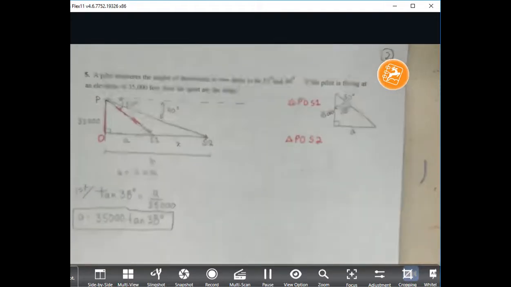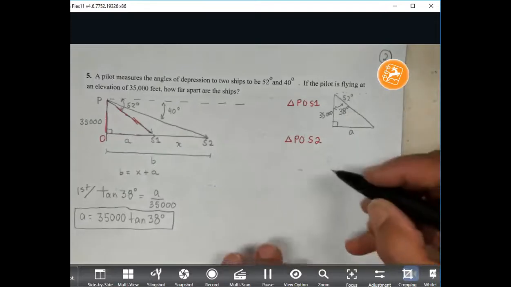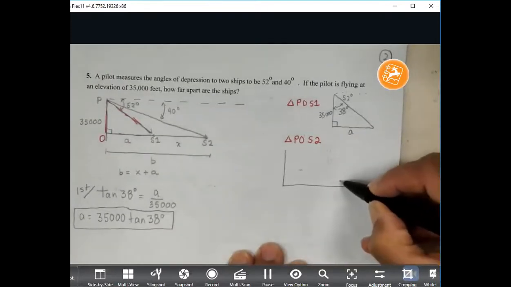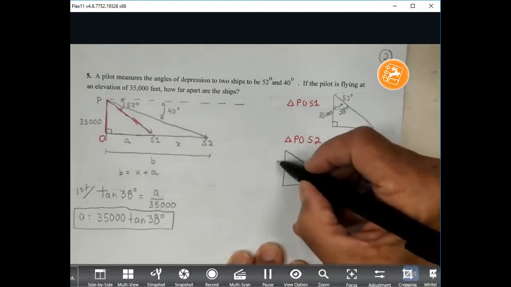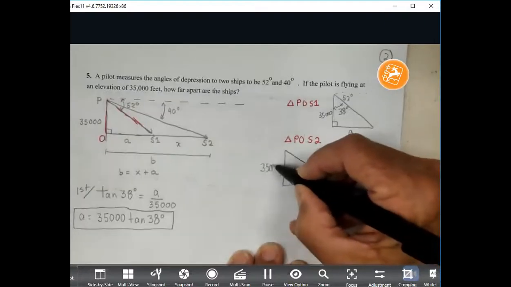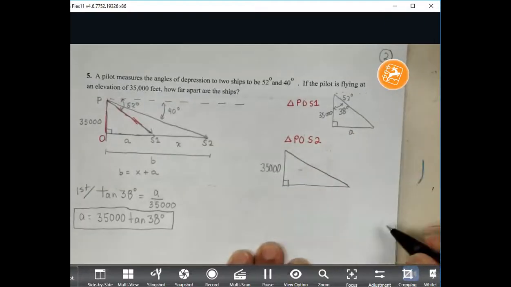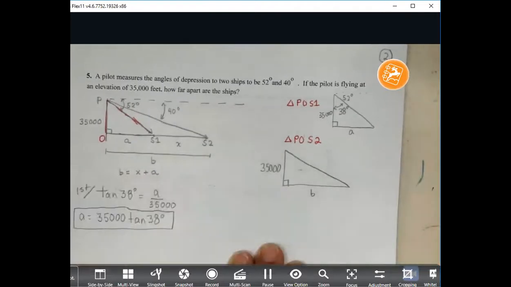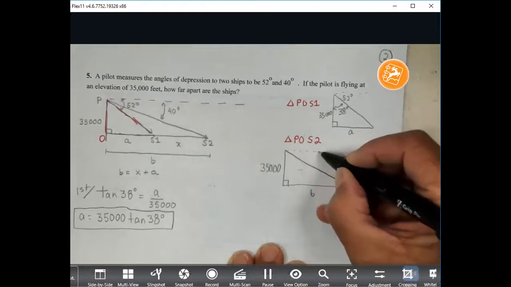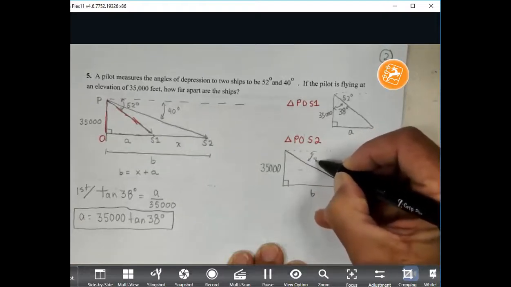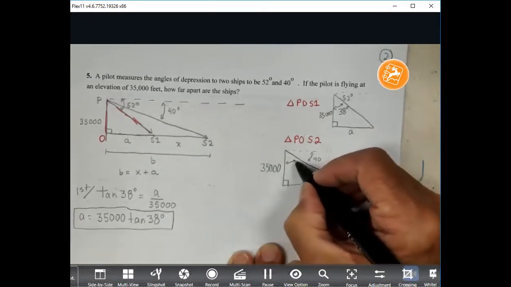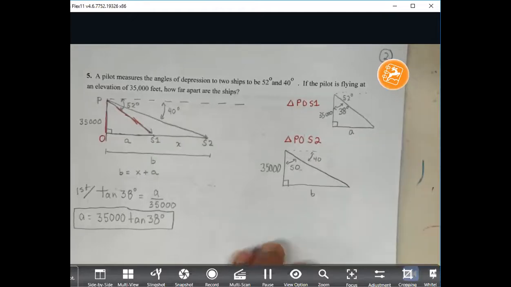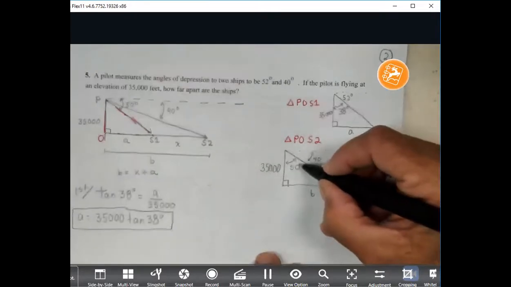Now let's draw triangle number 2. That one would look like this, where we've got 35,000 here. This is still the right angle. This side now is length B, that big length. And if this angle up here is 40, what is the measure of this angle in here? That will be 50. So we'll do the exact same thing using those numbers.